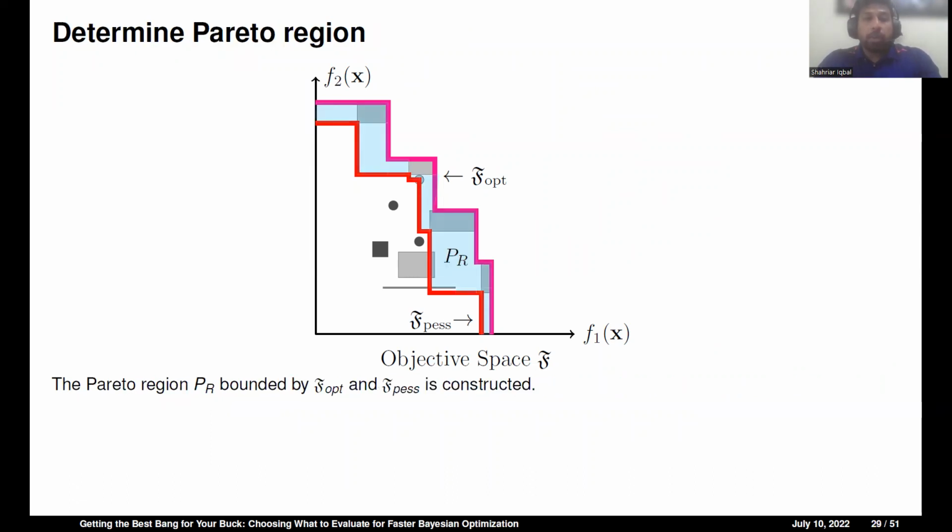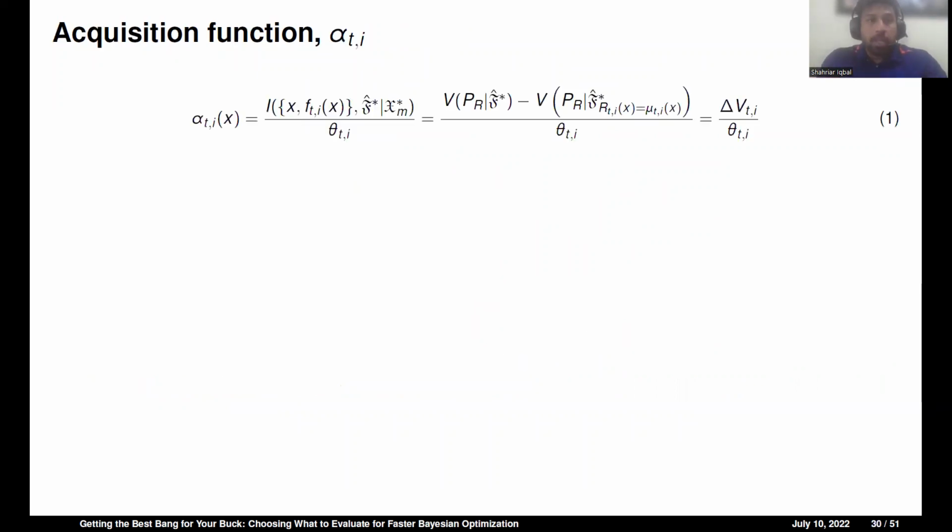And finally, we determine the Pareto region, which is the key quantity in computing our acquisition function. It is the region that is bounded by the pessimistic and optimistic Pareto fronts. We use the volume of this Pareto region as the main term that we want to reduce as we proceed in our optimization. So our acquisition function considers the information gain per cost.